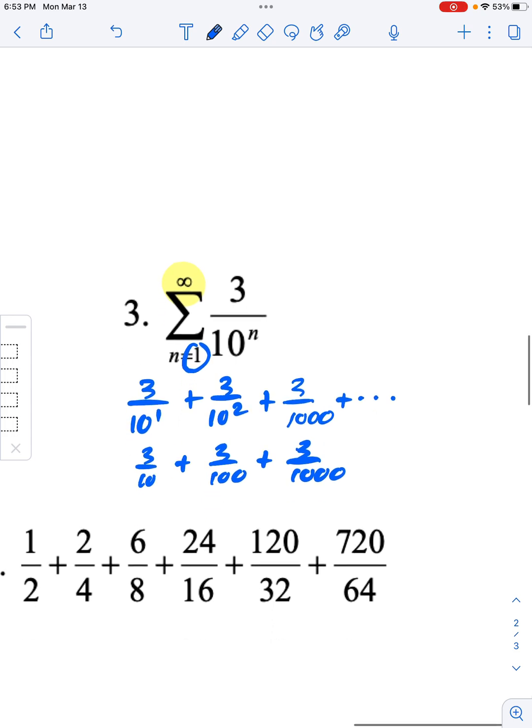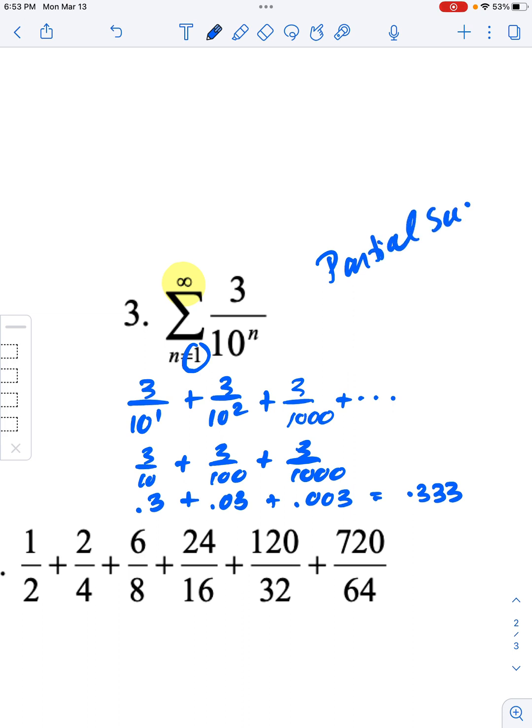So think about it. They believe you can do this, so there has to be a way. Think about decimals. This is 3/10. This is 3/100. This is 3/1000. If I add those together so far, I'll be at 0.333. By the way, that's called a partial sum. So it would be the third partial sum because I did the first 3. So I added up that part of it.